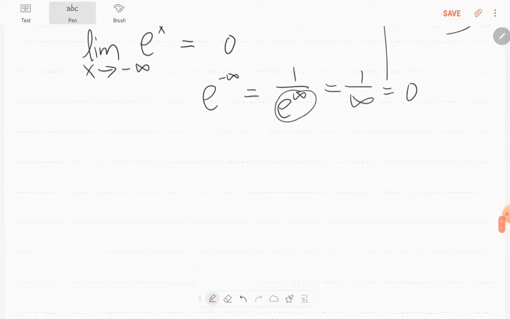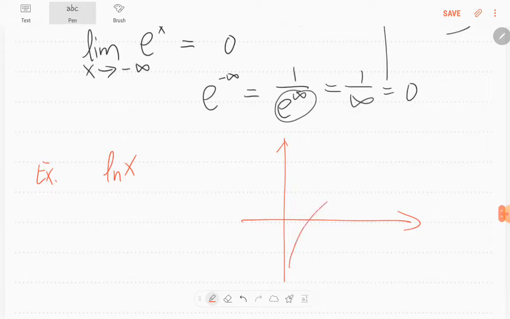The similar thing for the natural log. Another example is the natural log of x, which is given by this graph. The limit as x approaches positive infinity of natural log x would be infinity because it will increase forever. So there is no horizontal asymptote.